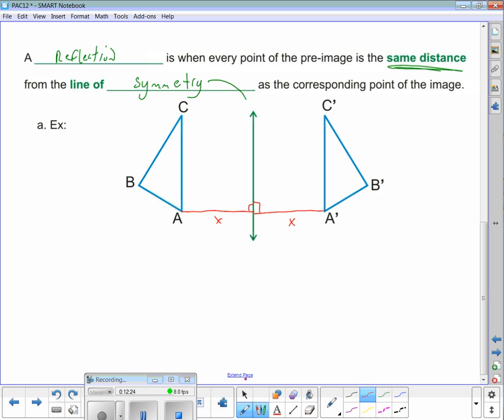Do the same thing with B. We'll call it Y, and to B prime, and we'll call it Y, showing that they are the same distance. And then finish off with going to C and going to C prime, and we'll call those Z. Both are Z, both are the same distance. Okay. Now it kind of looks like a prism.